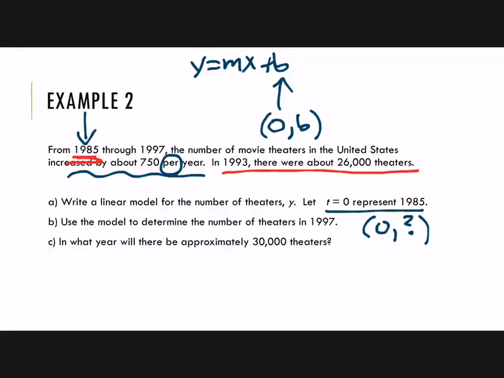Now here's a second option, just in case you had a number that was really far off. So like, let's say we didn't know 1993. Maybe we knew the number of theaters in 2015 or something like that. Okay, much farther away from 1985. So here's what we'll do. We'll start out with what we know.